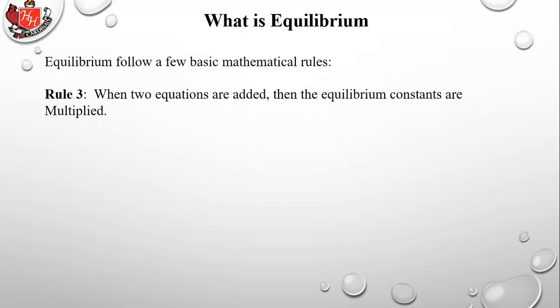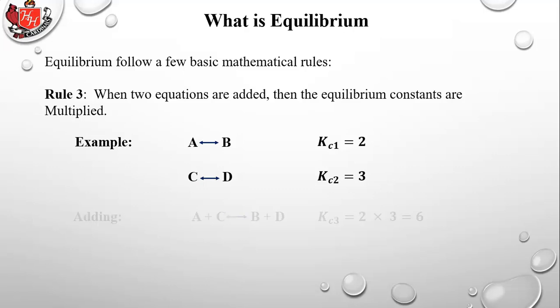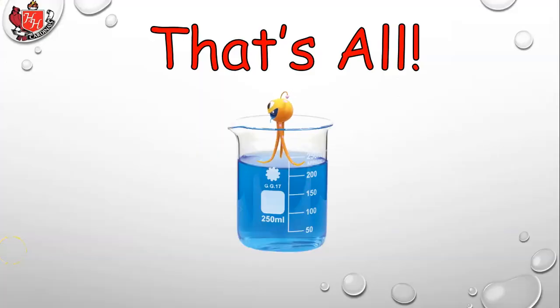And rule 3, when two equations are added, then the equilibrium constants are multiplied. So here we have an equation, A produces B, and the equilibrium constant for that is 2. Here we have C produces D, and the equilibrium constant for that reaction is 3. If we add them together so that we get A plus C produces B plus D, then what you do is multiply the two equilibrium constants, 2 times 3, and that gives you 6. So they are totally different rules than for Hess's law. And that takes care of this lesson, the first lesson on equilibrium.